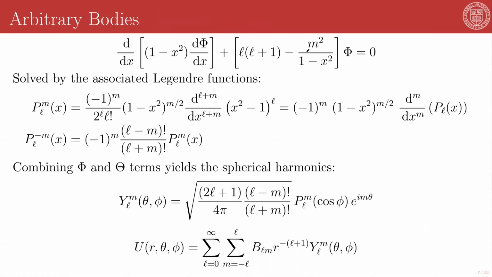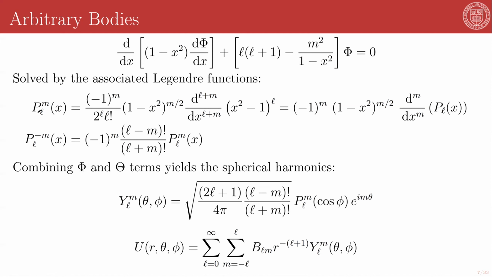We return now to our full system, and we will now consider the completely arbitrary case where we do not have azimuthal symmetry and where we're looking for the solution to the associated Legendre differential equation, which, as we've stated, is solved by the associated Legendre functions, which have this form.